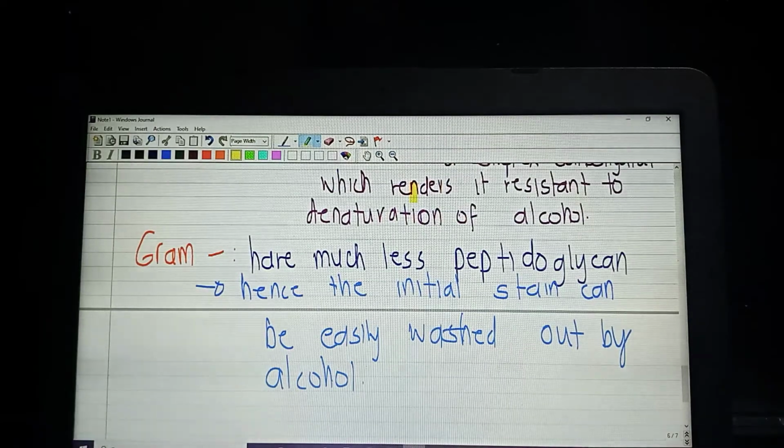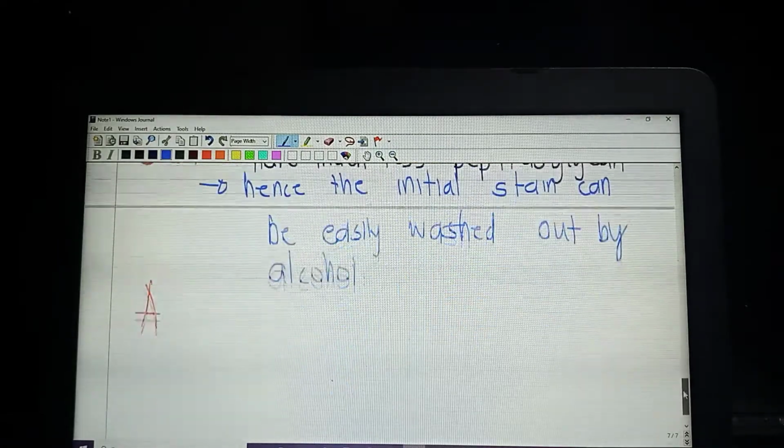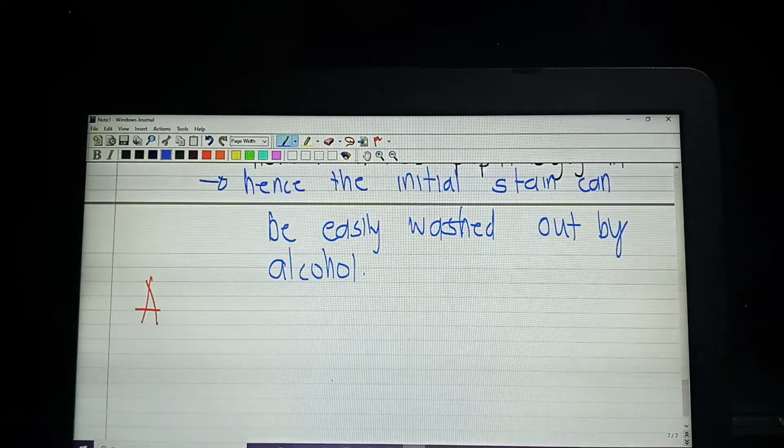Okay, gram negative. Let's continue our discussion. We're still discussing the characteristics of gram staining. We follow the mnemonic GRAM. We're done with G and R. We go now to your letter A. What characteristic of gram staining is your letter A?